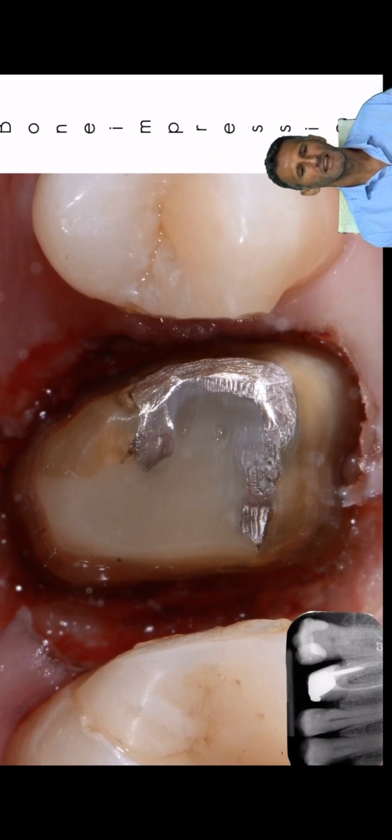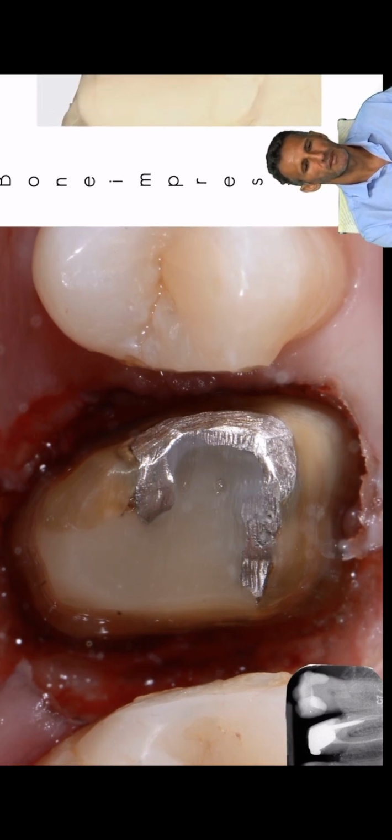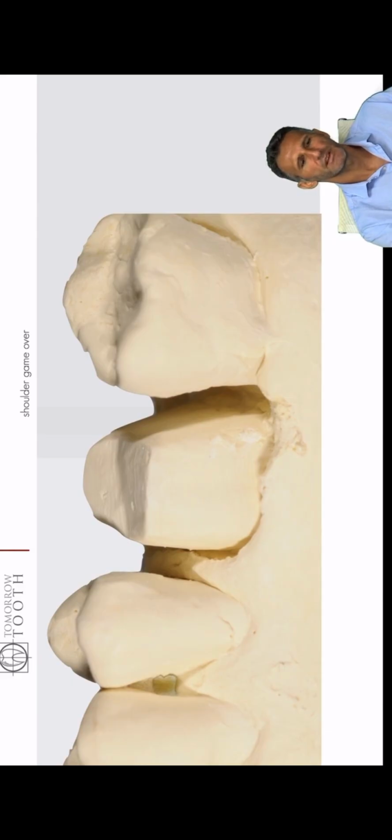So here I did my restoration, my distal. You can see on the X-ray how deep I am, and I did my edgeless restoration at 360 degrees, also because I had some problems on the mesial wall because of the previous restoration, and I did my very deep restoration. And I did my impression.